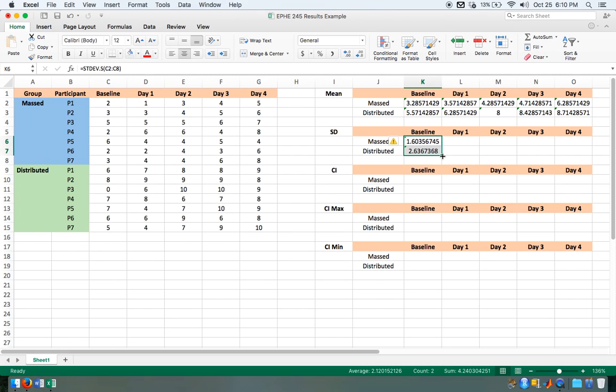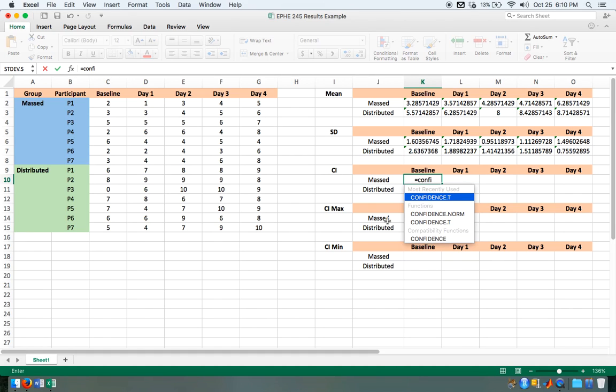And then I'm going to pull them all across here. Okay, so we're also going to do confidence intervals. So equals confidence.t. I won't talk about what t means today. What it asks for is 3 different things here. So it asks for alpha, a standard deviation, and a size.